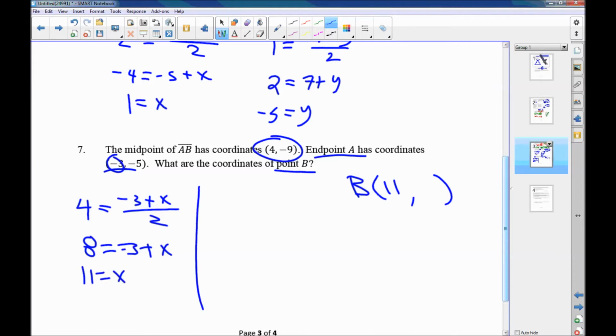All right. We'll do the same thing with the Y coordinate. So I know that midpoint's Y coordinate already. The formula to find that would be to take the Y coordinate of both endpoints.